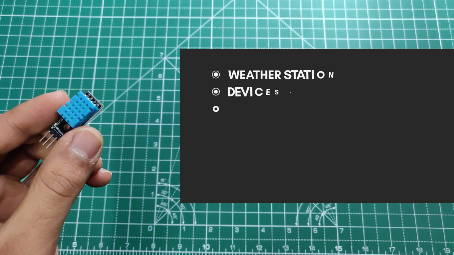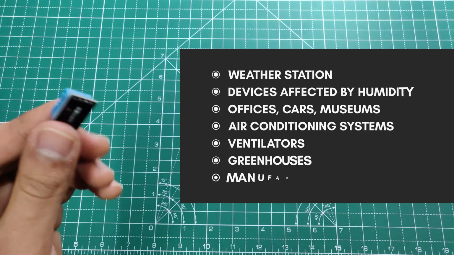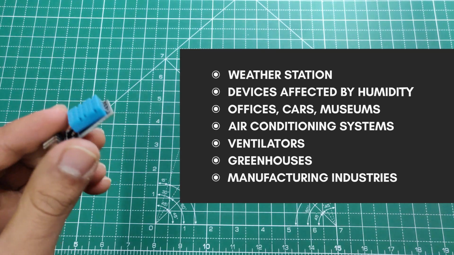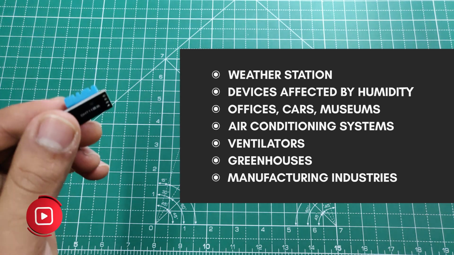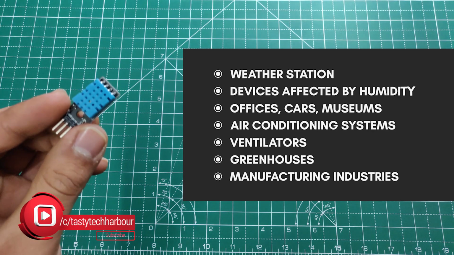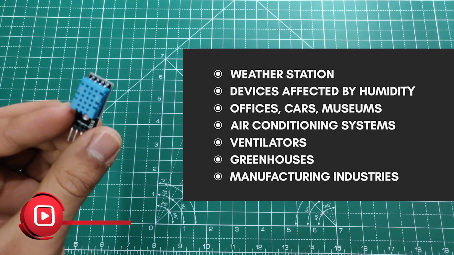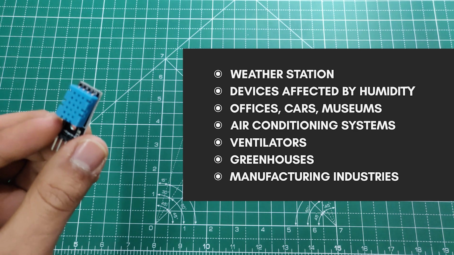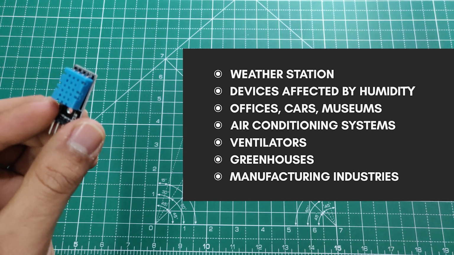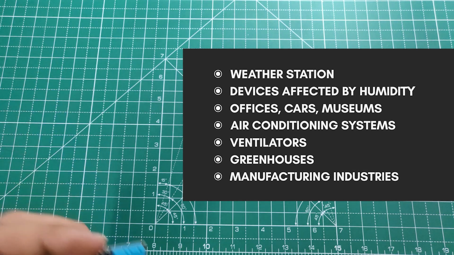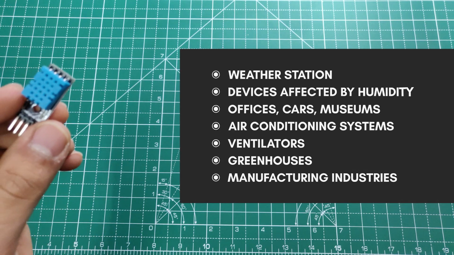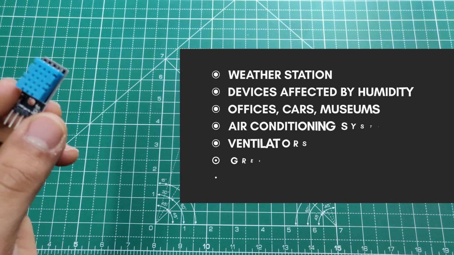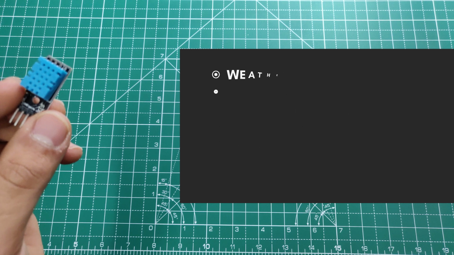Now let's talk about the applications of this sensor. This sensor is used in weather stations to predict weather conditions. It is also used in protecting equipment which is affected by humidity. These sensors are also used in offices, cars, museums, greenhouses, manufacturing industries, and also in household air conditioning systems and ventilation systems.